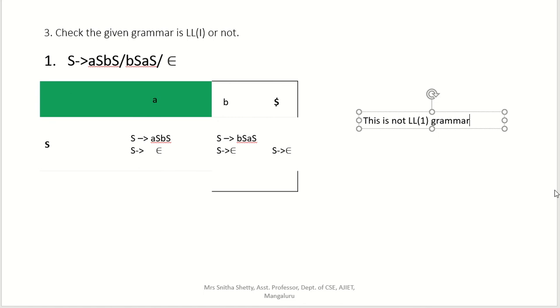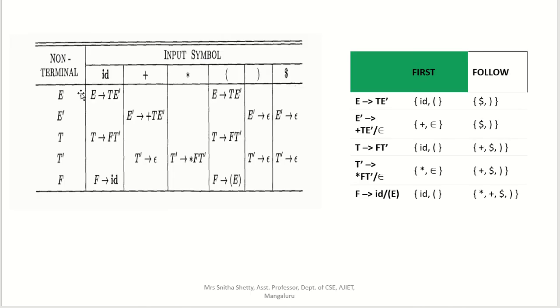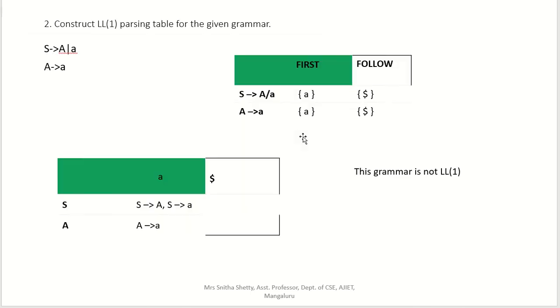Okay, I hope this is very simple and clear. How can you say the grammar is LL1 or not LL1? In the first problem solved here, there was no confusion. In a single place there was only one production, so this was a completely LL1 grammar. And this one was not an LL1 grammar.